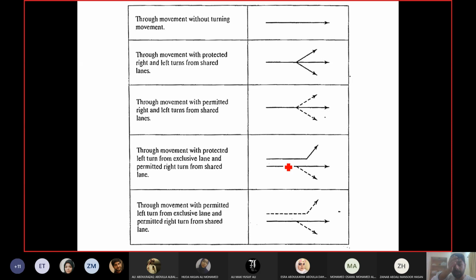Then you can see some arrows are dotted and some arrows are bold, like solid. Dotted arrows indicate permitted movement. Now, permitted movement means what? Permitted movement means the movement which is allowed even if the conflicting movement is happening. Or in other words, let me make it simple, the movement which is allowed even if the signal is red. If the signal for that direction is red, the movement which is still allowed is known as permitted movement.